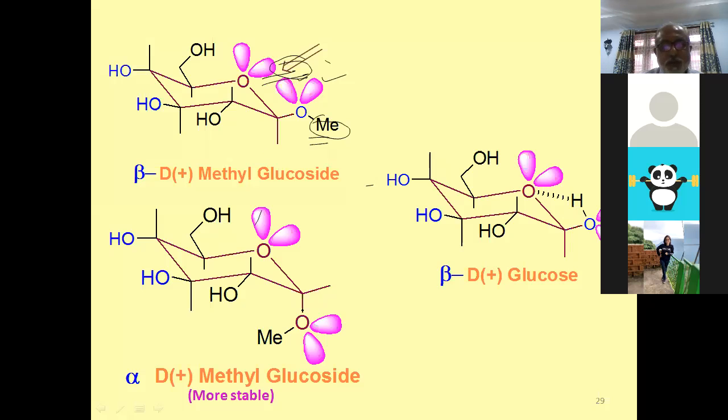Whereas in the alpha position, when we go to the alpha methyl glucoside, we find that this is present comfortably, far away from this lone pair and this lone pair. So that is the reason why alpha methyl glucoside is going to be more stable than beta methyl glucoside.